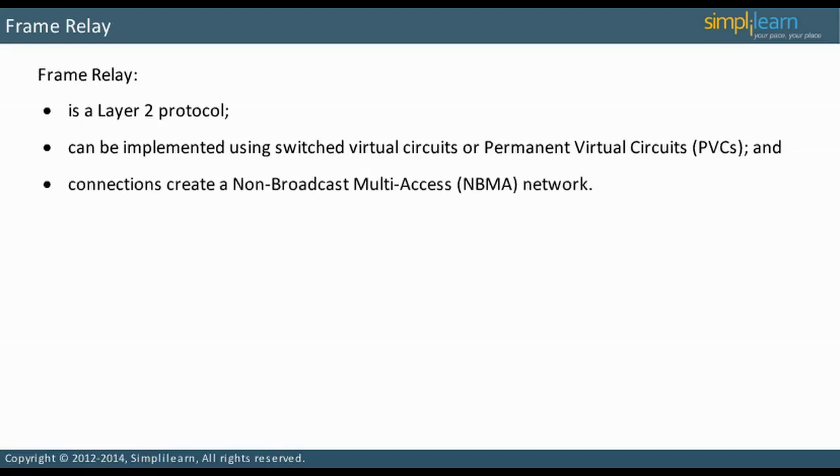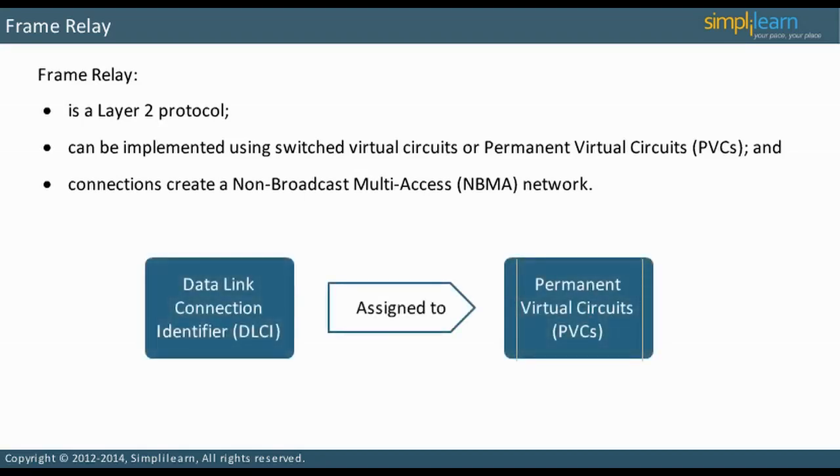Frame relay connections create a non-broadcast multi-access (NBMA) network. Broadcast and multicast is not available without configuration. Each PVC is assigned a Data Link Connection Identifier, DLCI. This is the Layer 2 address. A DLCI is locally significant and must be locally unique.